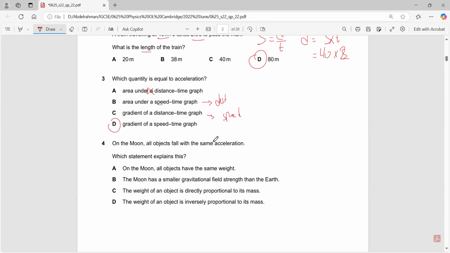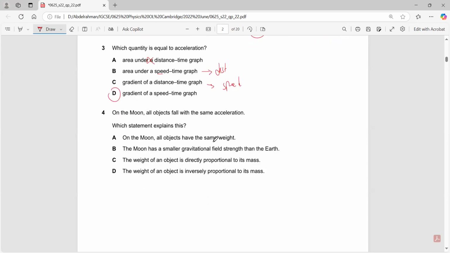Question 4, on the moon, all objects follow the same acceleration. Which statement explains this? Actually, this is a nice question. Why do all of the objects follow the same acceleration on the moon? On the moon, all objects have the same weight. Definitely not, because they have different masses. The moon has a smaller gravitational field strength than Earth. This is right, but it's not the right answer. I'm not asking about this specific answer. It is a right answer, but it's not the right answer.